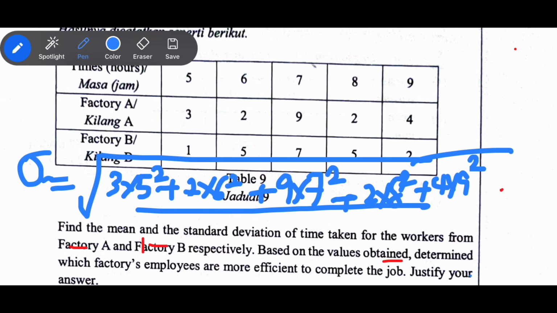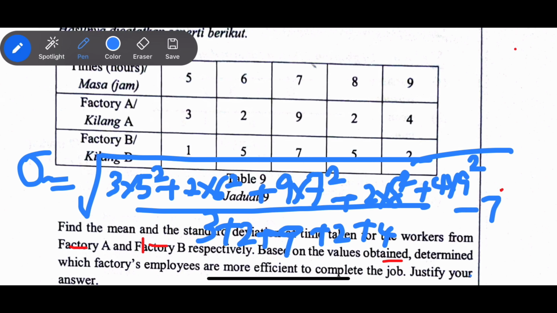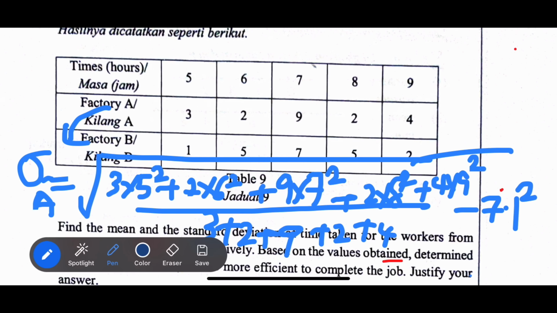Alright? So you need to do carefully and always press your calculator 2 times so that you can get the standard deviation accurately for the factory A. Alright, so the mean is 7.1 square. After you do, you label that is standard deviation for factory A. Okay, now you can start to press your calculator. Later I'll come back to the answer.